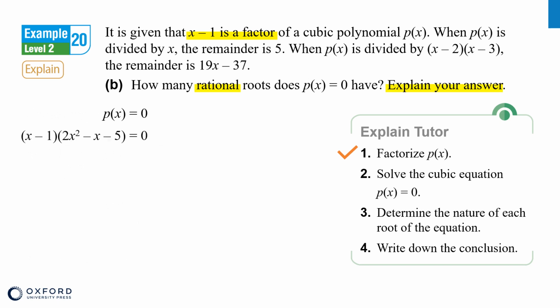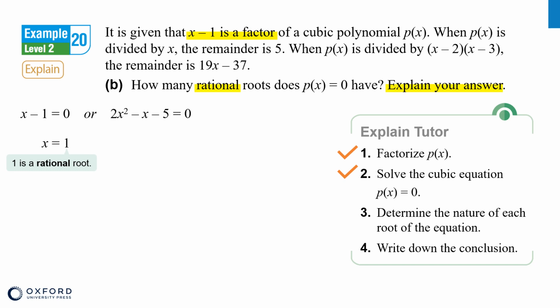Next, solve the equation p of x equals 0. Here, either the first factor, x minus 1, equals 0, or the second factor, this quadratic polynomial, equals 0. Finally, we'll determine the nature of the roots to see if they are rational. The first factor gives the root 1. Obviously, it's a rational number.